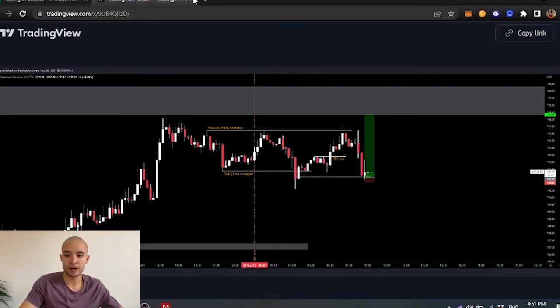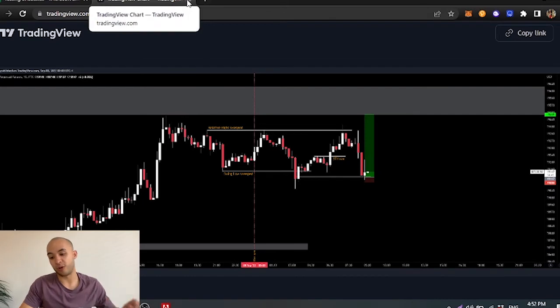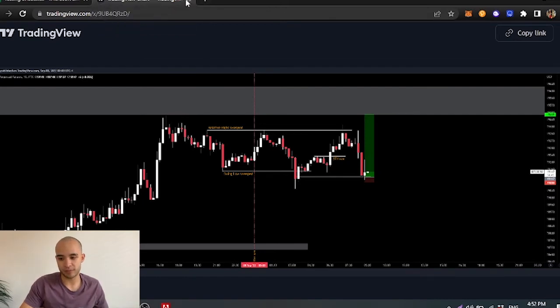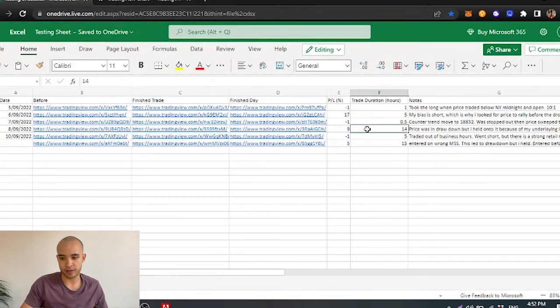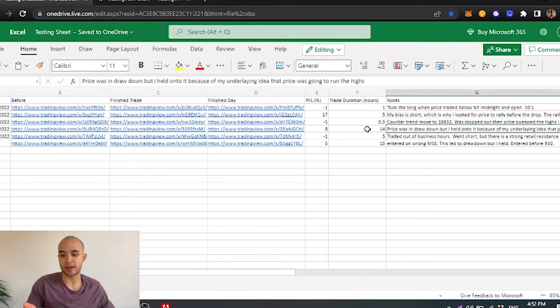That was trade 4. Oh, we haven't even gone through it. So yeah, this was the entry. This is what I was looking for. This was the finished trade. It ran straight through. Okay, so this is another thing with the trade.